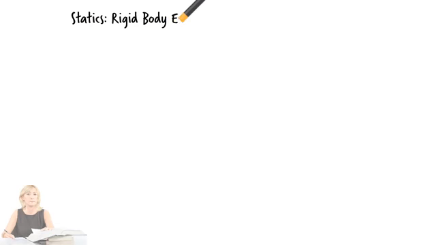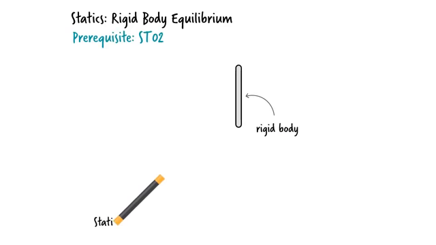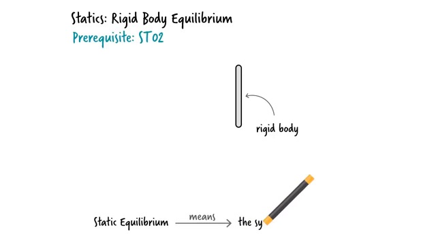Rigid body equilibrium. A rigid body is a collection of connected particles. For example, we can view a bar as being a collection of an infinite number of particles arranged in a specific manner, like this. The concept of static equilibrium, as was explained in ST02, also applies to rigid bodies.